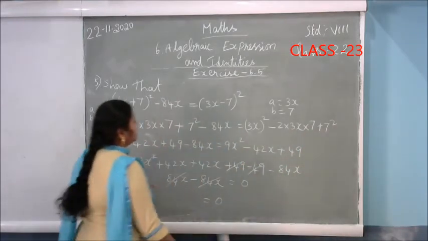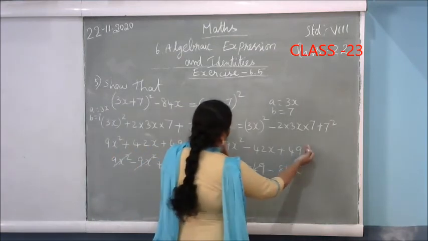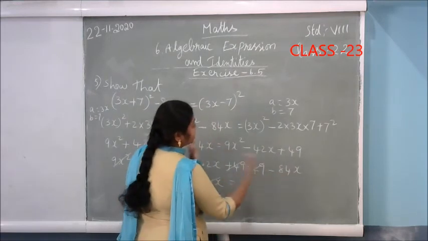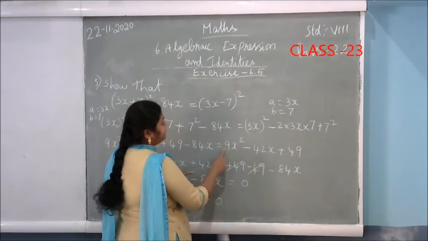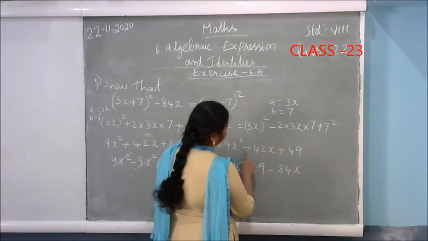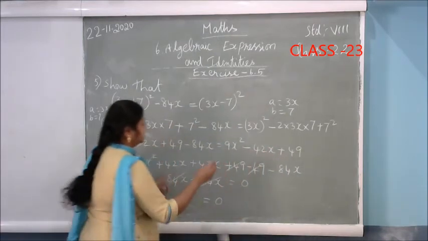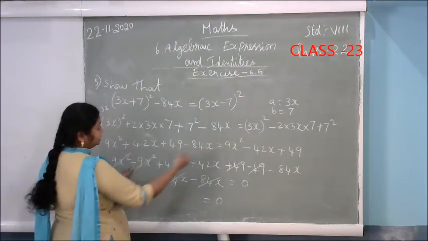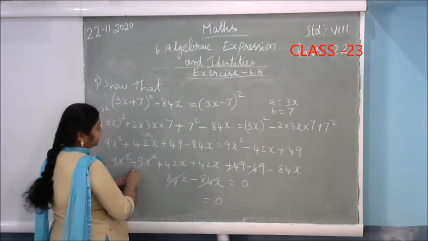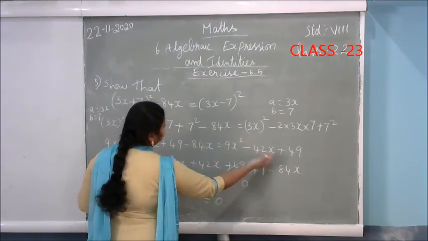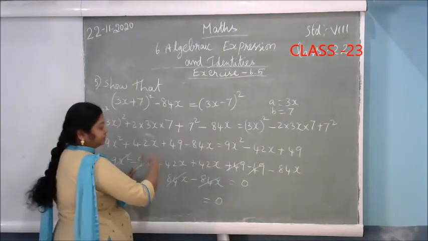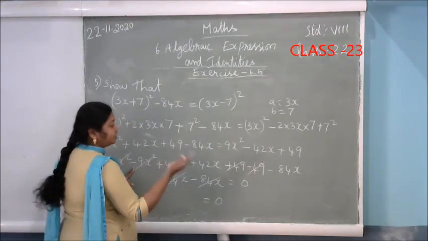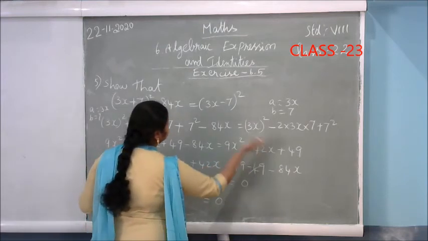Afterwards, all the right hand side terms you have to bring into the left hand side. If you are bringing to the left hand side, the sign will change. Here plus sign will become minus, here minus sign will become plus, and plus sign will become minus. See here 9x square is there, this term I brought here, so that becomes negative. The right hand side three terms I brought into the left hand side. If you are bringing to the other side, the sign will change. Already I told you. So every term's sign will change.